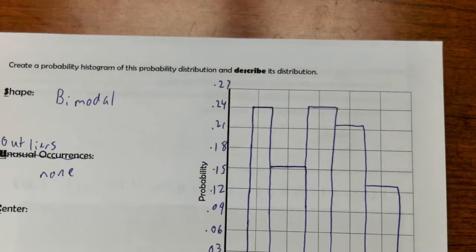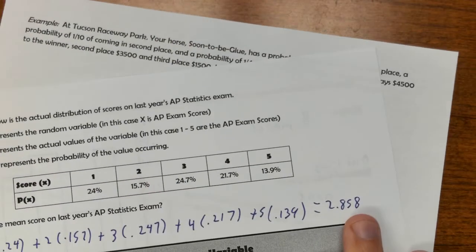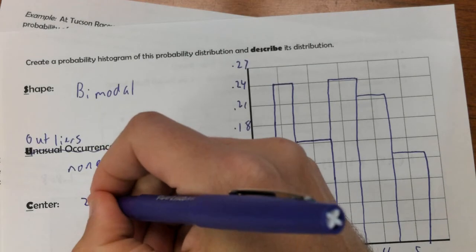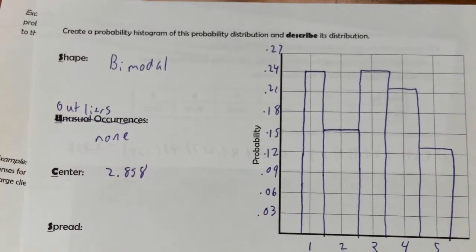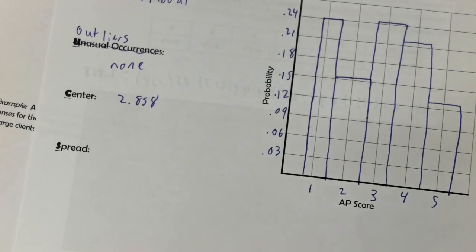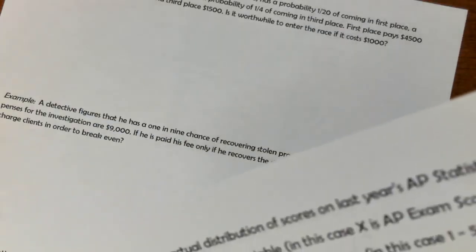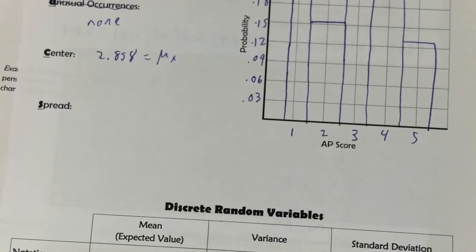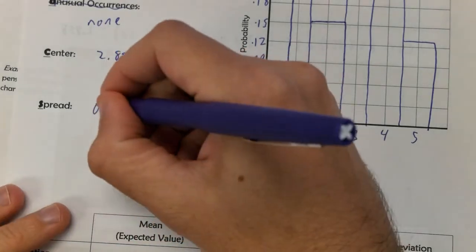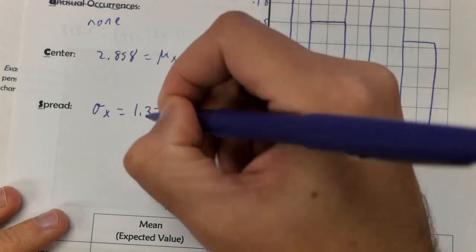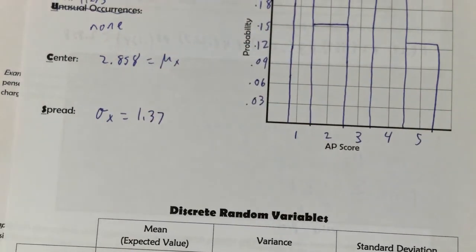Okay, the center, well, we calculated that up here, right? So 2.858 is our mean of x. And then you're like, Mr. White, you're not including context. I'm not going to include context. You can when we do this, if we ever do this. And then for our spread, we can calculate our standard deviation. I've done it for you. It's just going to be 1.37. And on the notes key, you will see how I calculated that. I show my work there.